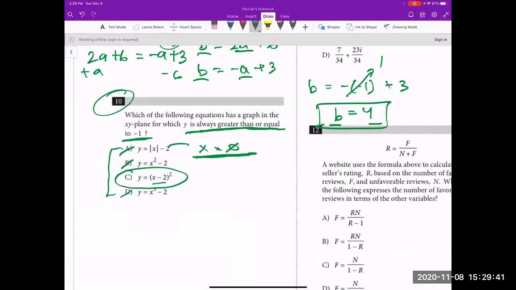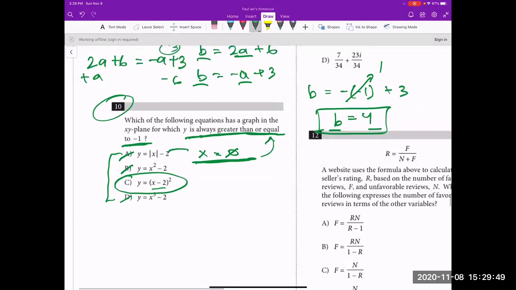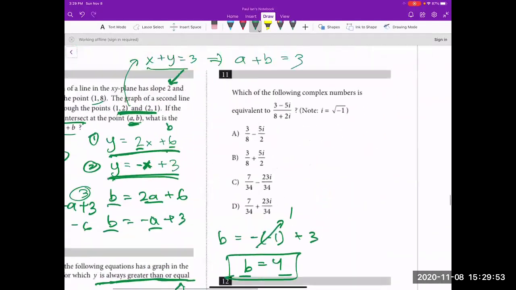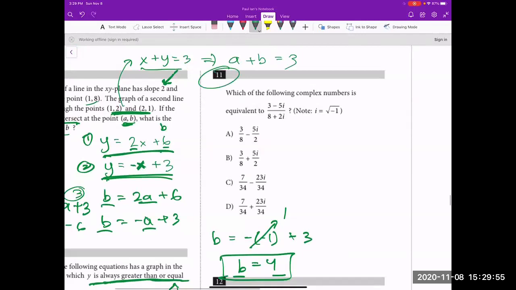For the most part, you could just plug in things if it's given to you, and make an equality work rather than really solving for it. Sometimes they do this, and if they do that, I would do it this way. Okay, let's do this one. This one is a little more straightforward.